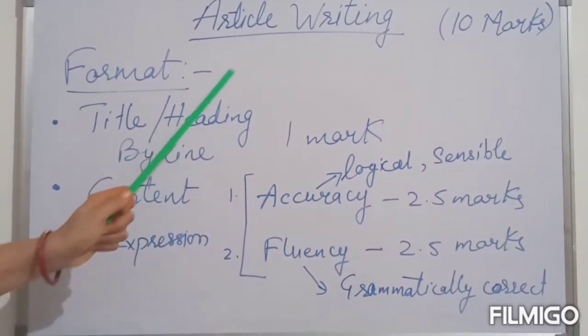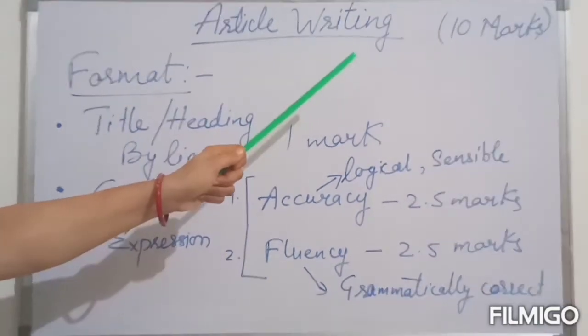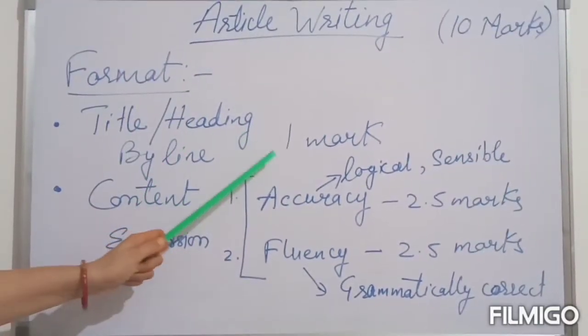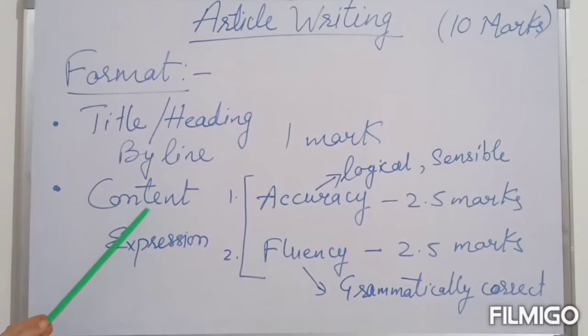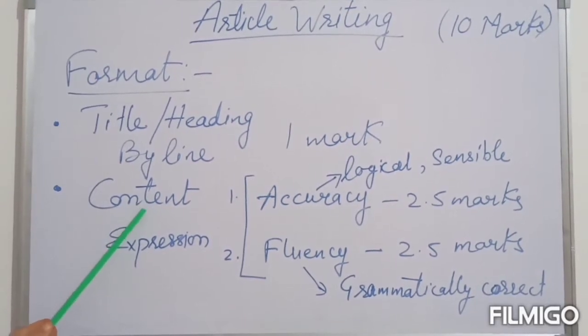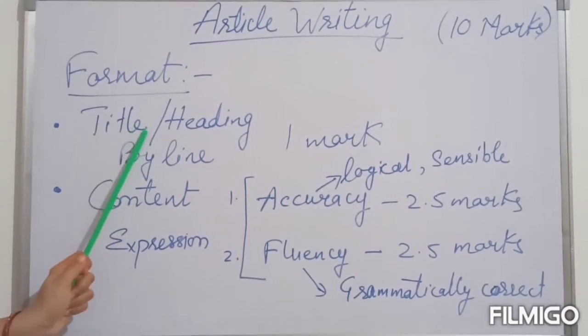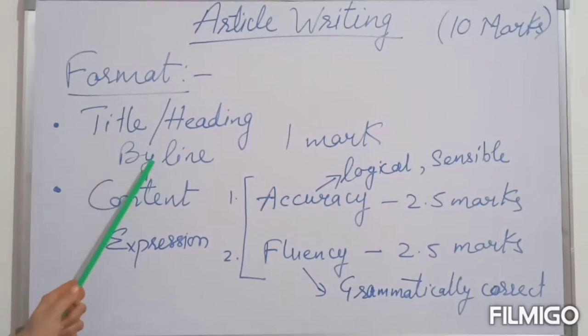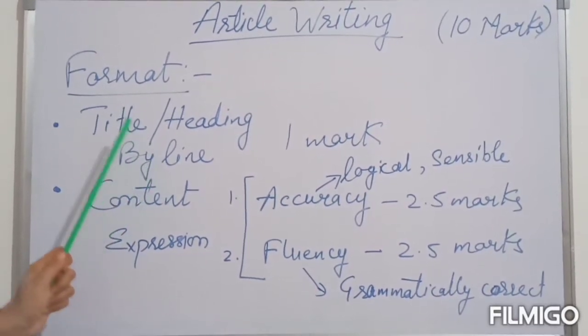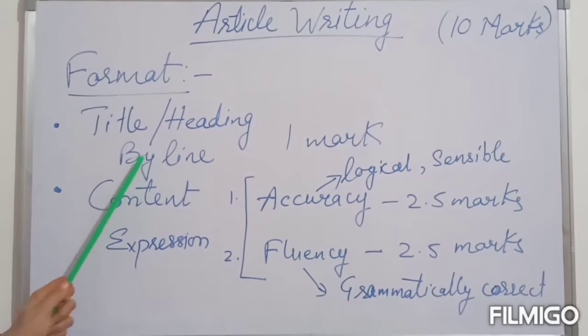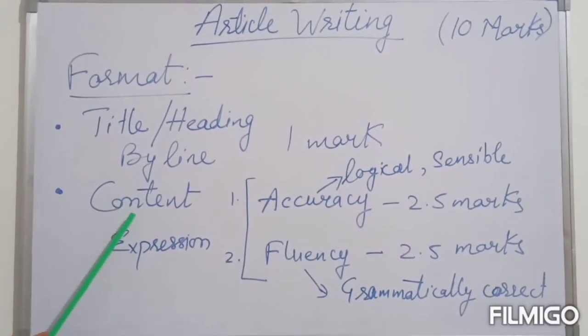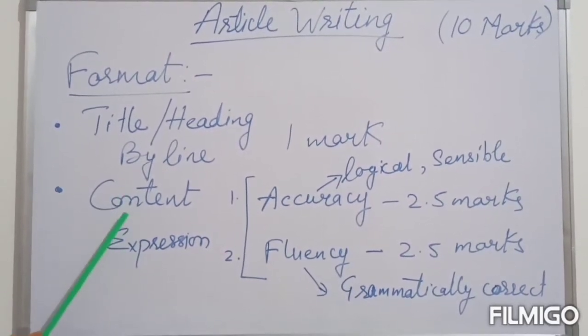Now, I would tell you that article writing contains 10 marks. So out of 10, you would get 1 mark. After that comes the content part. So you can see it's very easy, you just have to give a title. In the next line, the byline. And from below the byline, you will start writing the content, that is the body part of the article.